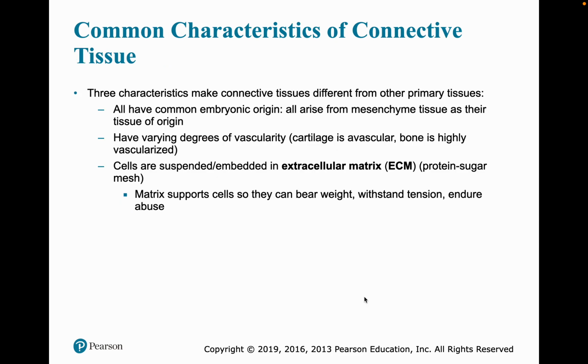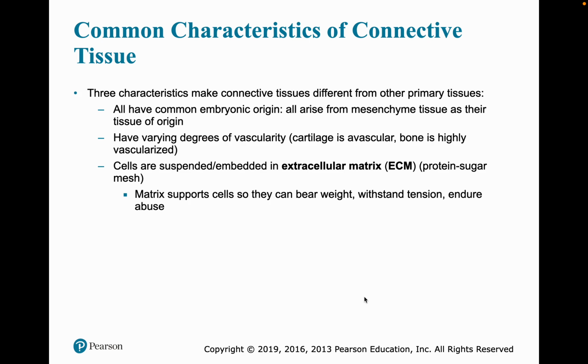So the three characteristics that make connective tissues different from the other primary tissues are: number one, they all have a common embryonic origin, which means they arise from mesenchyme tissue as their tissue of origin. We haven't covered much developmental biology, and I don't know if you have or not, but the mesenchyme is one layer of tissue, one of the three original layers of tissue. And all connective tissues come from that.